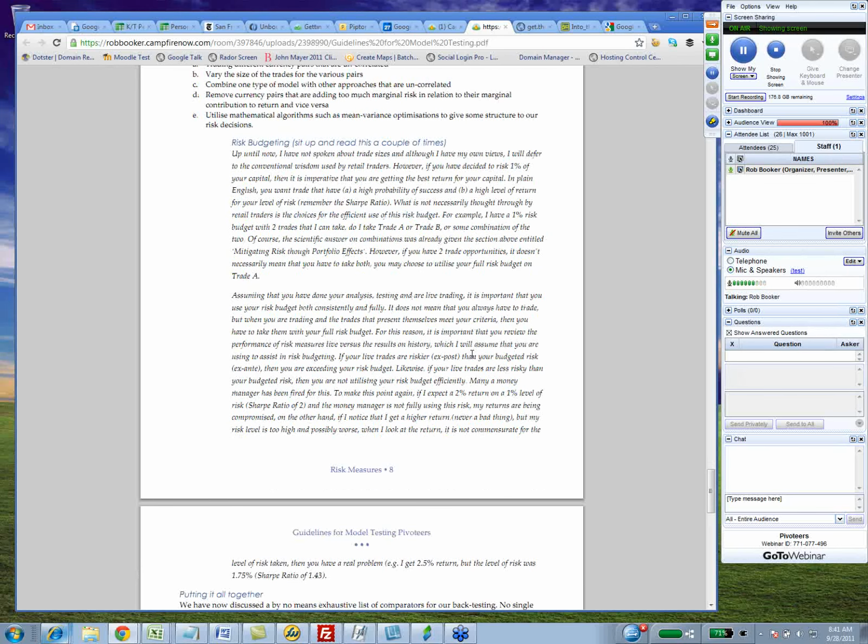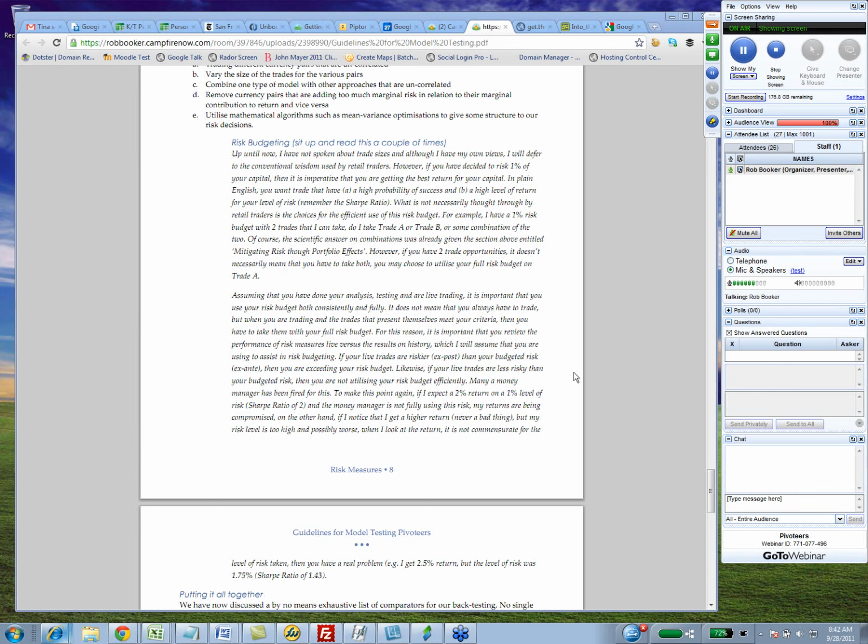Risk budgeting is my favorite section of the entire document, and here it goes. Up until this point, Kenrick has spoken about trade sizes, and although he has his own views on the subject, he'll defer to the conventional wisdom used by retail traders. If you've decided to risk 1% of your capital, then it's imperative that you're getting the best return for your capital. In plain English, you want a trade that has a high probability of success and also has a high level of return for your level of risk.